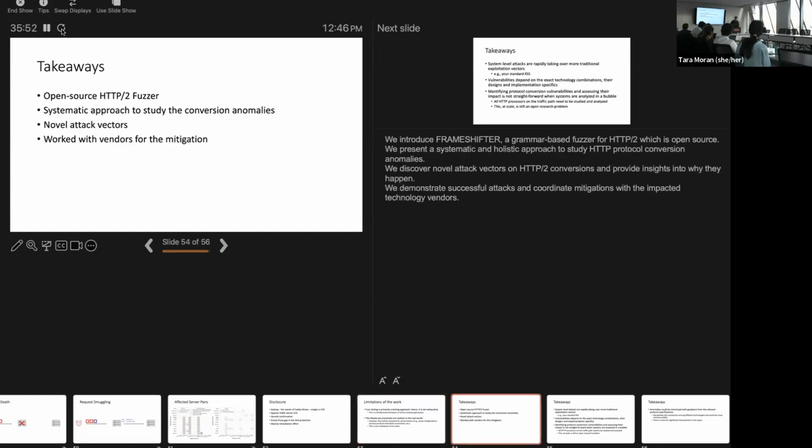So takeaways: the open source HTTP2 fuzzer is the system that we created. It's available.